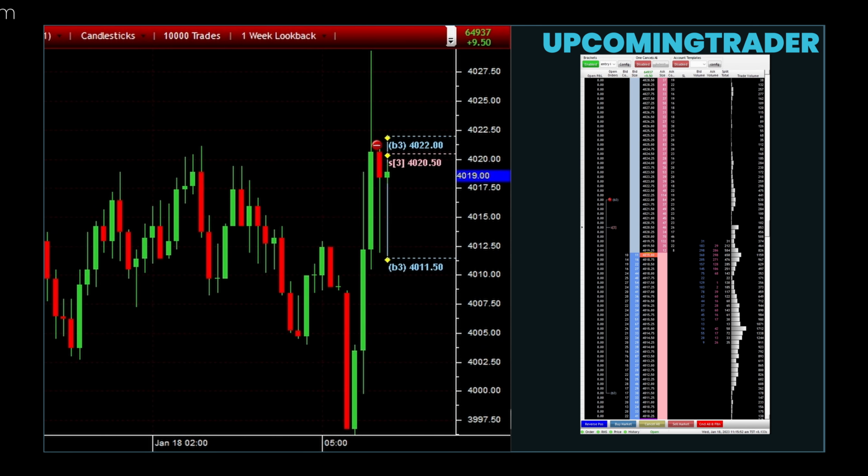Similarly, descending triangles have a flat lower support line and a descending resistance line, and they are typically bearish patterns. When price breaks below the support with rising volume, it is a signal that sellers have taken control, confirming the downward breakout. In addition to these patterns, we have the broadening wedge.